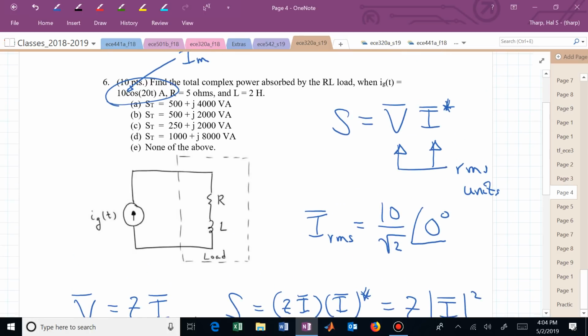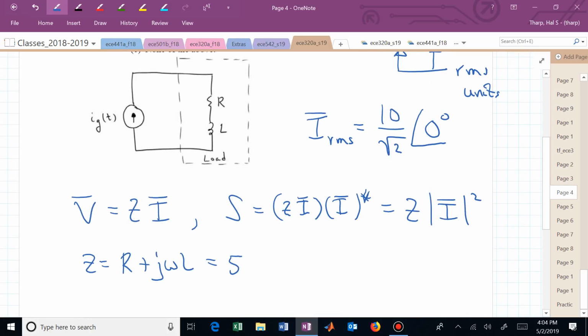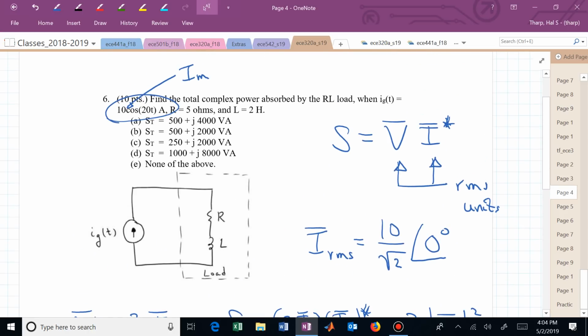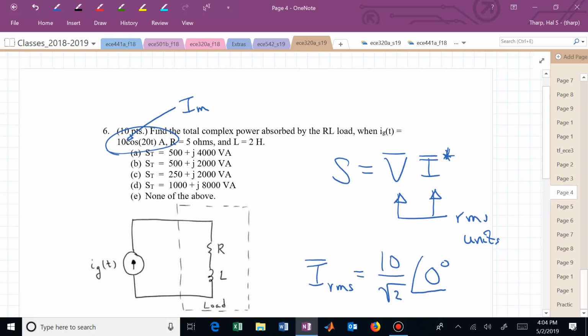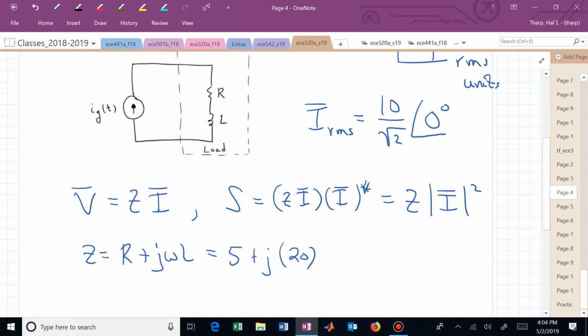R was 5. Omega, 20. What was L? 2. So this is now 5 plus J 40. And now we should be able to find it.